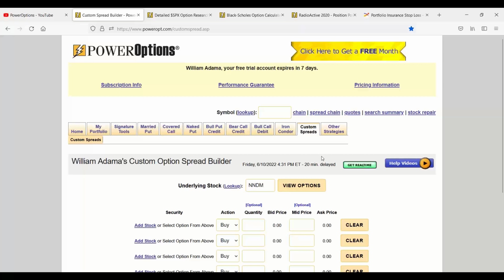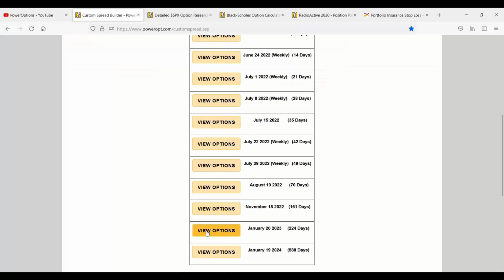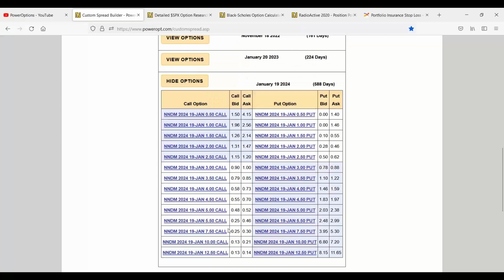I think you have two separate positions here. Okay, 19th of January, 2024, 5 strike puts. Okay, so you do have two separate calendars here. January 2024, excuse me. 5 strike puts.